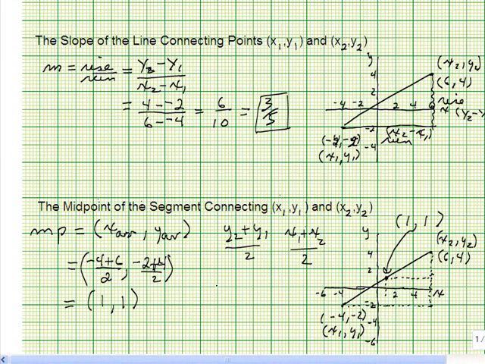Try to think of it that way. Learn this as your formula, and if you're thinking of the average, you'll know you have to add them up and divide by 2 and not subtract as you do with the distance and the slope.